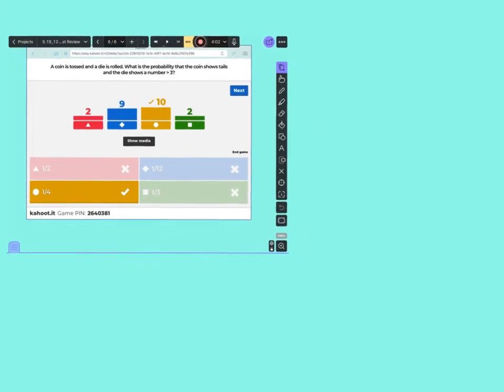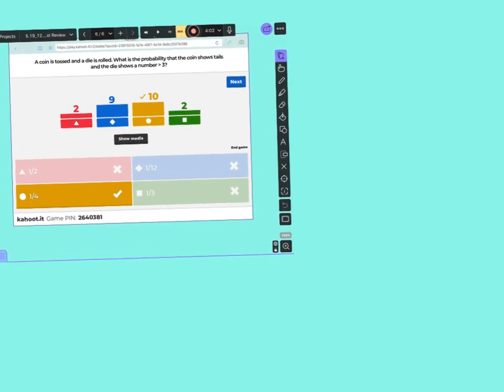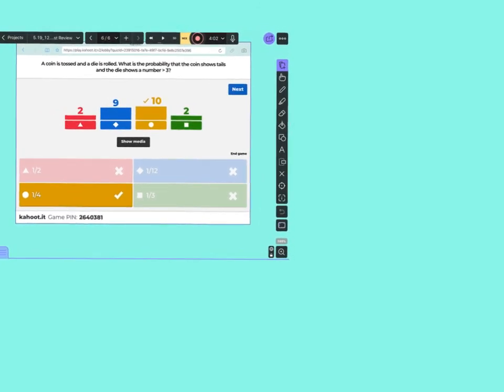A coin is tossed and a die is rolled. What is the probability that the coin shows tails and the die shows a number greater than 3? So you've got a coin and you've got a die, like a dice that you would roll. The coin's got heads or tails. And then the dice is 1, 2, 3, 4, 5, 6. So you could literally match heads up with all of them, tails up with all of them, and count how many there are.